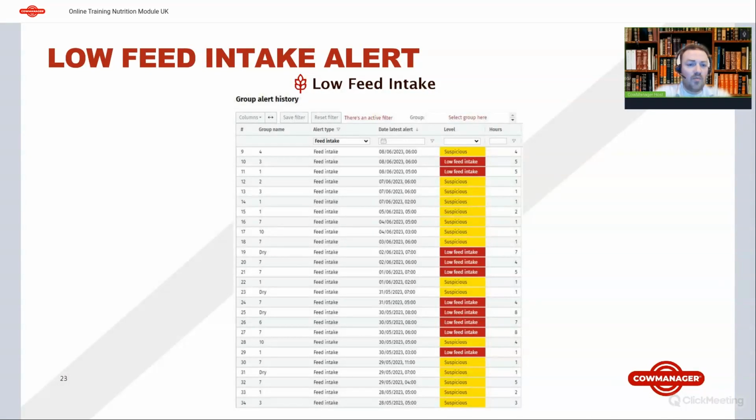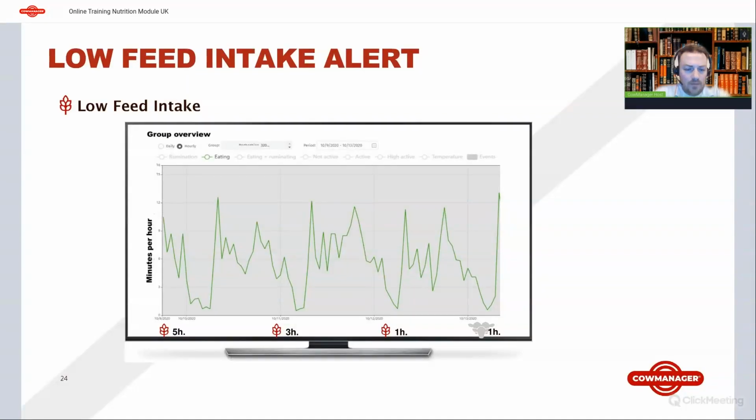So if you look at the report, so group alert history and then feed intake, you can see that on farms with, especially the red ones, low feed intake alerts, 9 out of 10 times every day, or more or less every day, it's the same group all over again. And how does that look like? Well, sort of like this. So for instance, this plateau phase here, something we don't want to see.